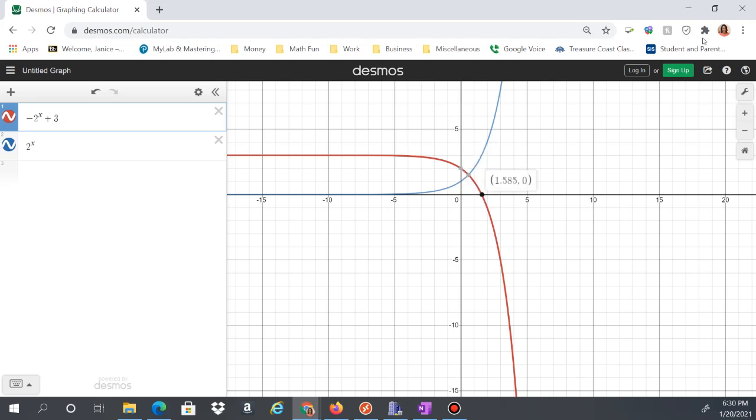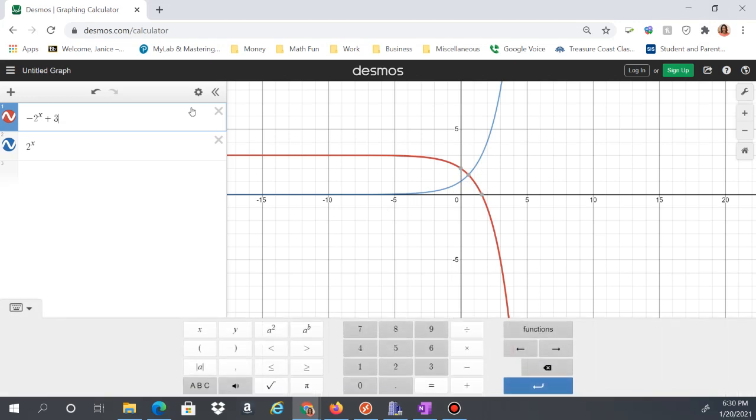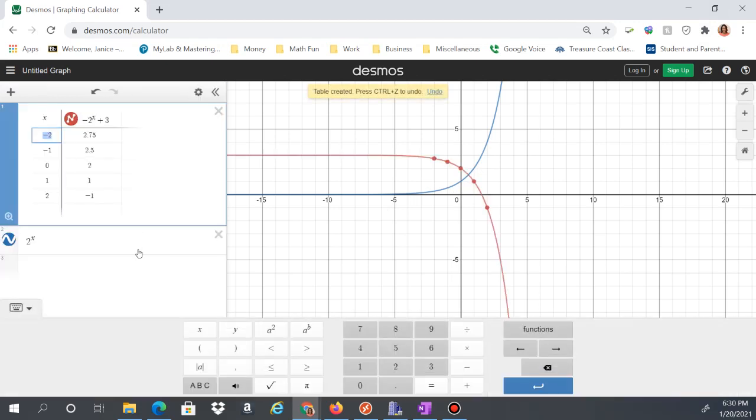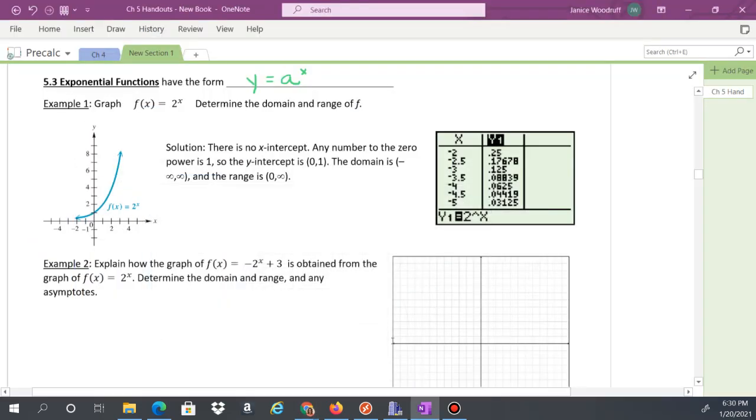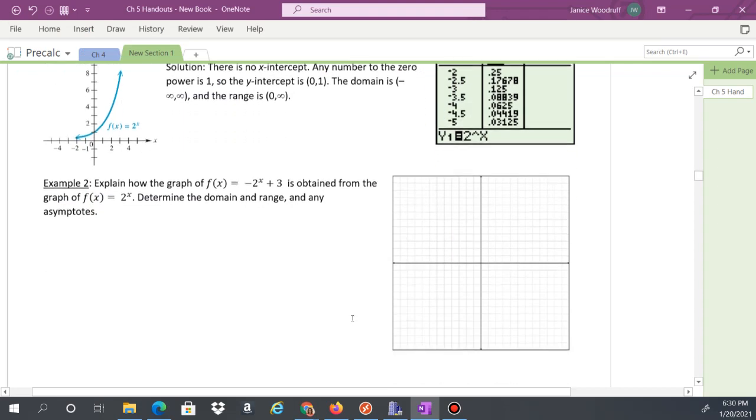So you can kind of look here, if you were to do a table, you can take a look at the table. Okay, when I plug negative 1 in here, I'm going to get 2.5. If I plug 2 in here, I've got negative 2 squared. So the negative is in front of the 2. So negative 4 plus 3 would give me that negative 1. And you can plug some values in here and kind of see what's going to happen as you go down the graph. Okay, so that's just looking at the exponential graph of what happened.